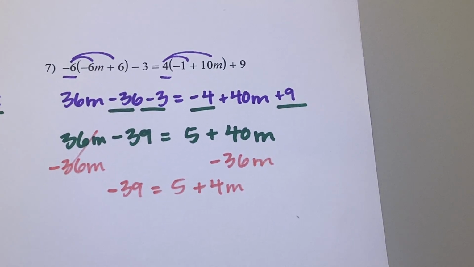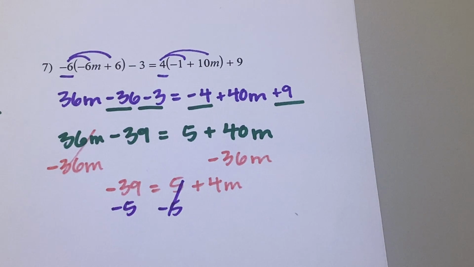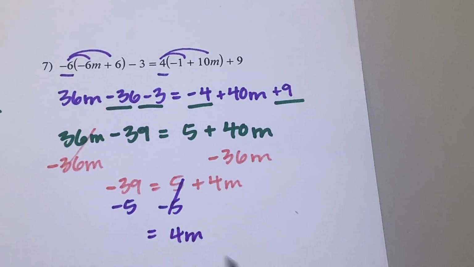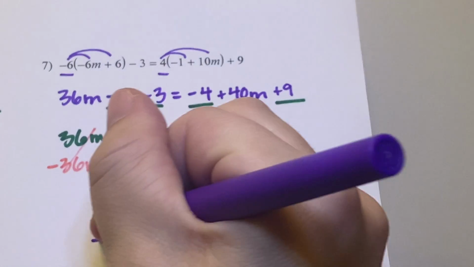Okay, we do need to get rid of our positive 5 first. So we're going to subtract it from both sides. So I have 4m still on this side equals -39 minus 5 more. It's going to give me what, Connor? -44.